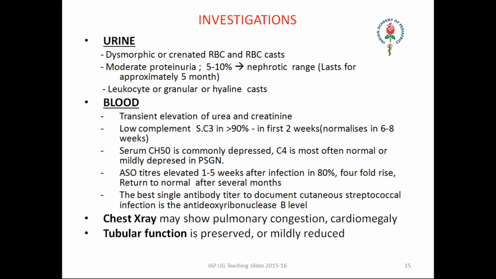ASO titers are elevated in the first week, second, third, fourth, fifth weeks. They elevate after infection in 80%. By the fourth to fifth week, you can see a fourfold increase, and they return to normal after several months. The best antibody titer to document cutaneous streptococcal infection is the anti-deoxyribonuclease B level. Chest X-ray, as expected, shows pulmonary congestion due to pulmonary edema, and cardiomegaly. Tubular function is preserved or mildly reduced.